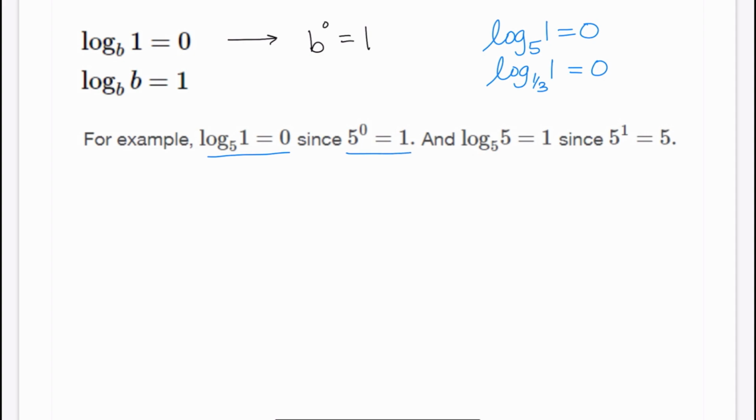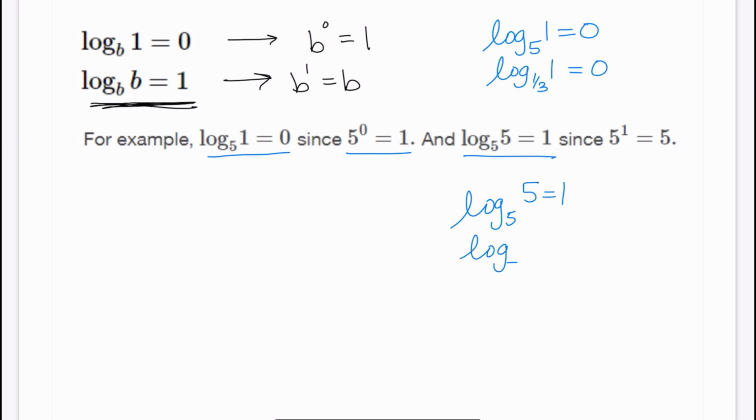Another one that we need to remember is the log base b of b is equal to 1. Why? Because this means b to what power is going to bring me back to the same number. So if I were to write the log base 5 of 5, that's going to equal 1. The log base 7 of 7 equals 1. The log base 1/2 of 1/2 is equal to 1 because any base raised to the 1 power brings me back to the same base. So these are two important properties that we need to keep in mind.